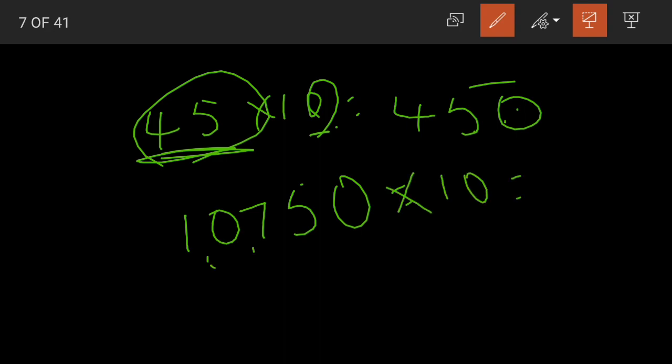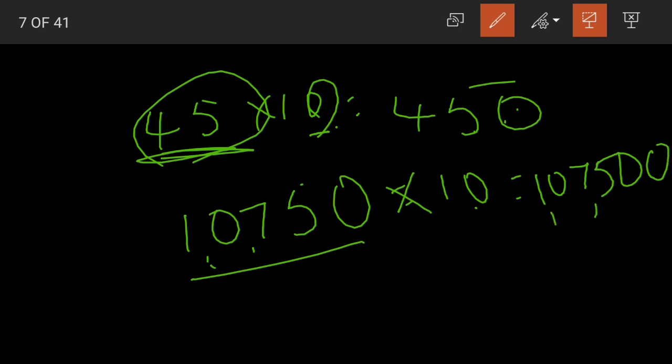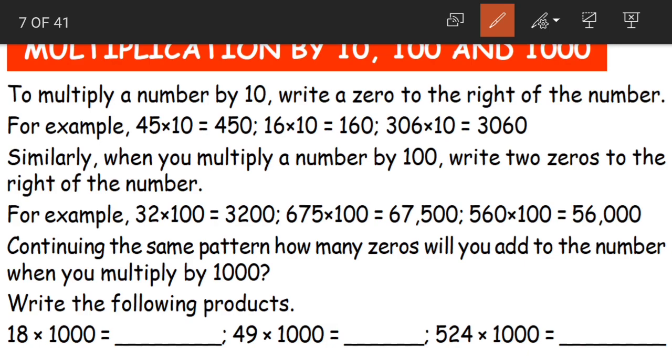10,750 into 10. I can simply write the answer as, first copy the number as given and then place 1 0 to the right of the number. So the answer becomes 1,07,500. Clear children? This was multiplying with 10. Whenever we multiply a number with 10, we simply place a 0 to the right in the product.